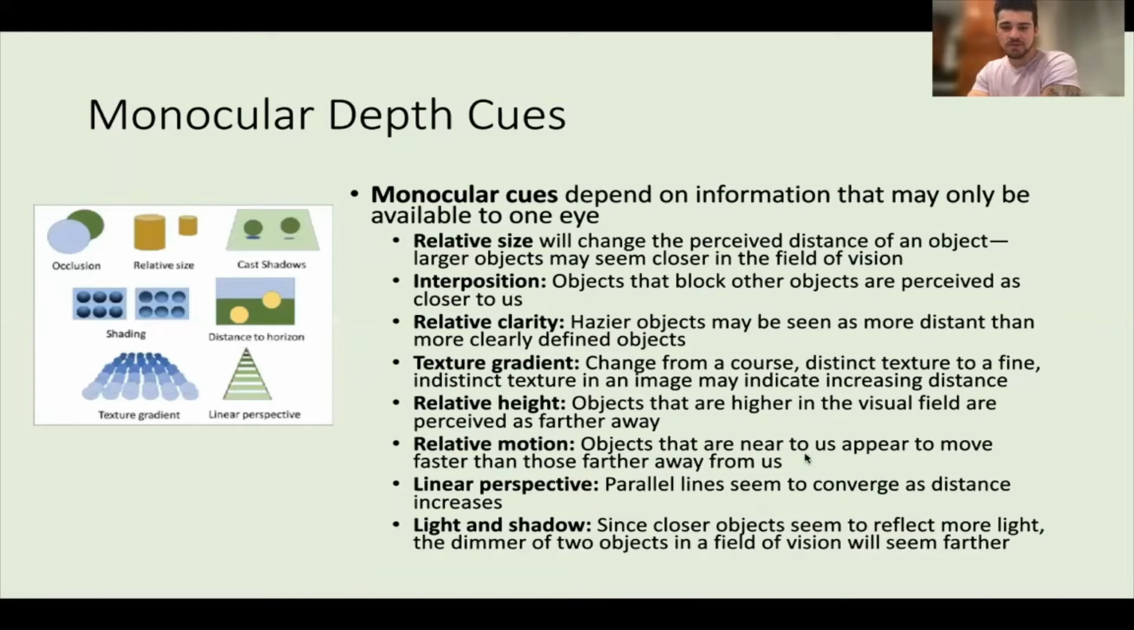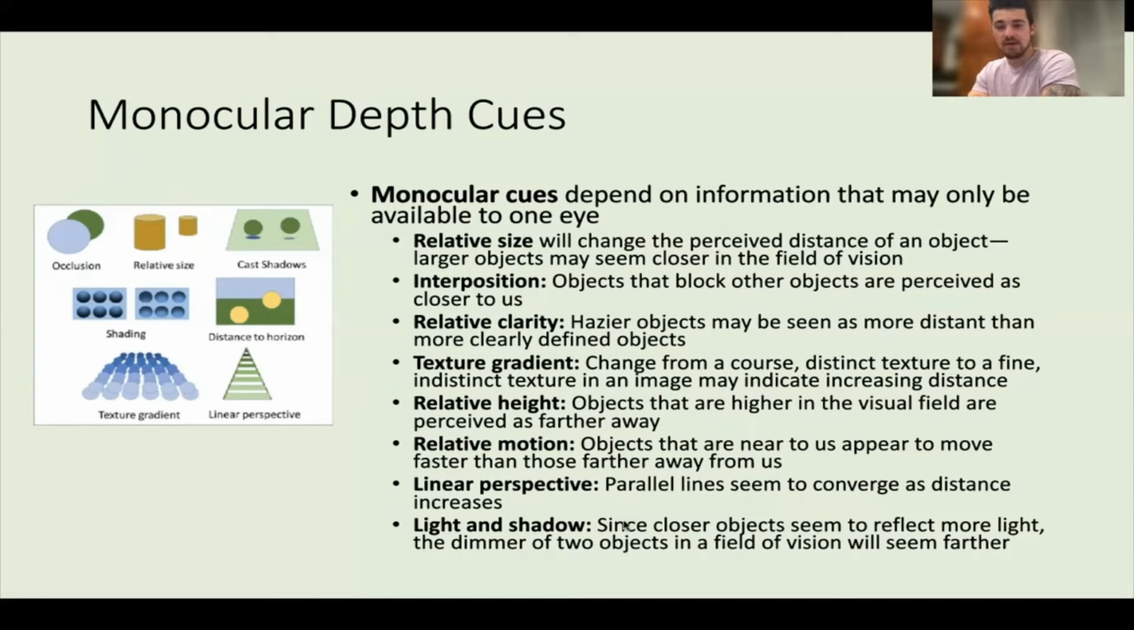Relative motion, objects that are near to us appear to move faster than those farther away from us. If you're at a train station, you could see a train passing by. It'll seem really quick. But if you look up at an airplane, it seems like it's going much slower because it's farther away. But in reality, it is absolutely not going slower, of course.